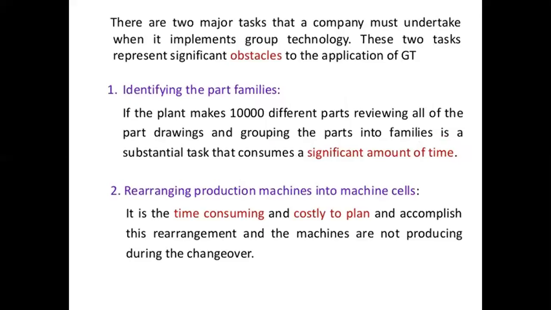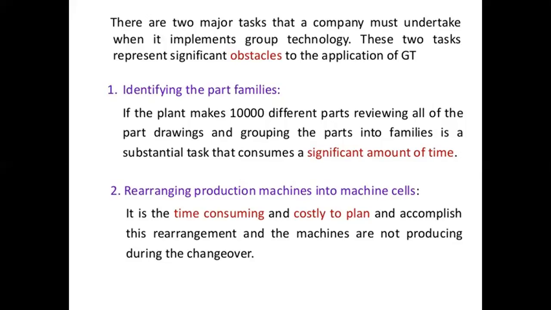Coming to the two major tasks which are very important in group technology, or the different obstacles for the application of GT. What are those two tasks? The first one is identifying the part families, and the second one is rearranging the production machines into machine cells.